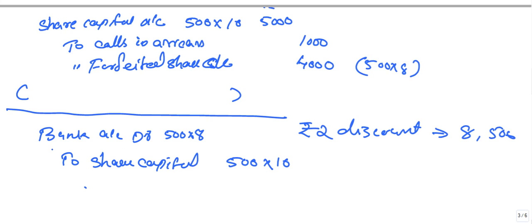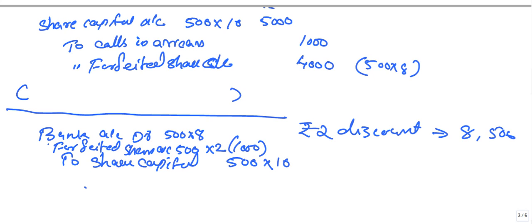What should we write here? We can't write the discount. We have to write the forfeited shares account. We are taking from that account. Forfeited shares account. How much is there? 500 into 2. Okay, how much is coming? 1,000 rupees is coming here.